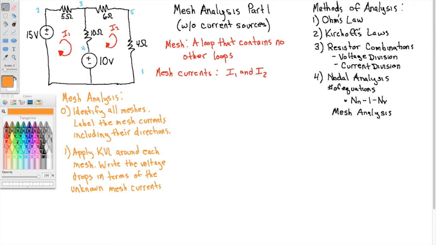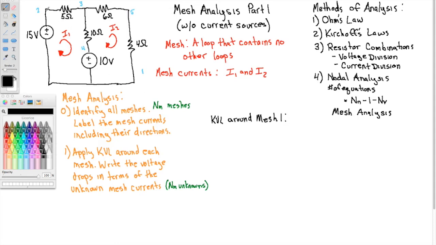All right, and I do want to point out at this point that if there are nm meshes, then there are nm unknowns. For example, here we have 2 meshes, right? And so we have 2 unknowns, I1 and I2. Okay, so let's do step 1 here. So we'll do KVL around mesh 1.